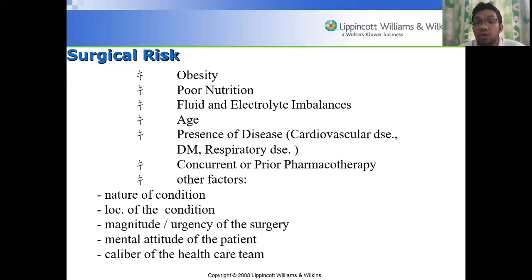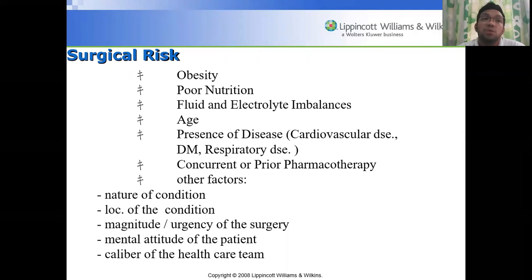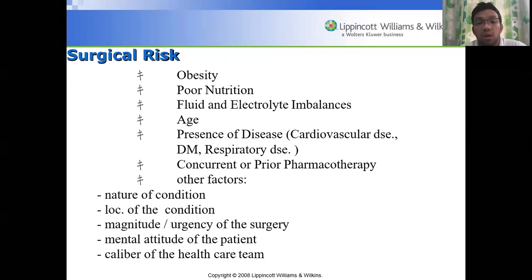Age, of course, the older the person is, the more that the person is at risk for post-op complications. Presence of a coexisting disease such as cardiovascular disease, those who have hypertension, for example, or those who have respiratory disease, they can have post-op complications, or those who have DM as well. Or concurrent or prior pharmacotherapy.